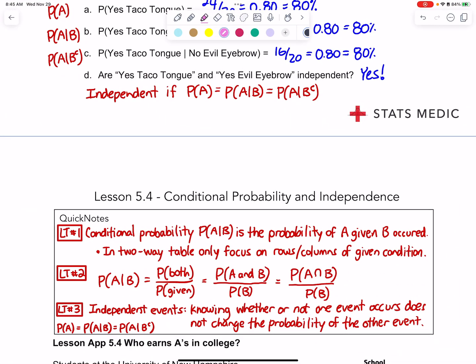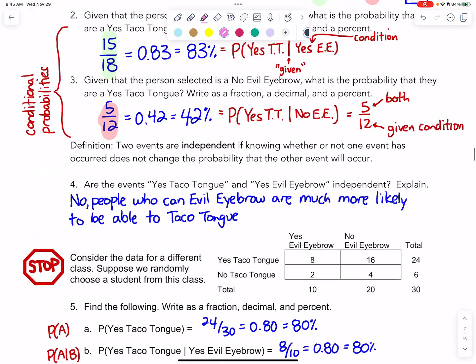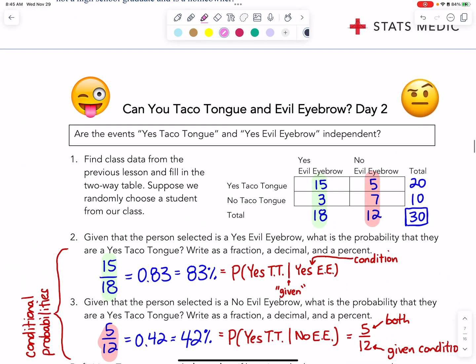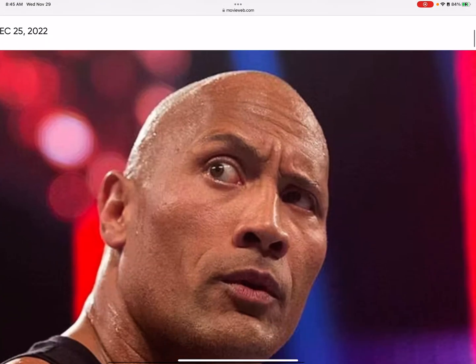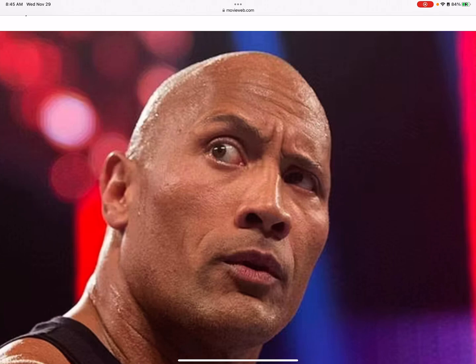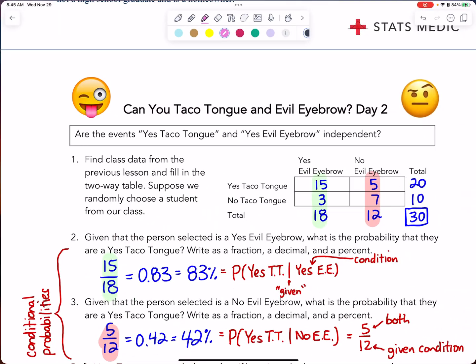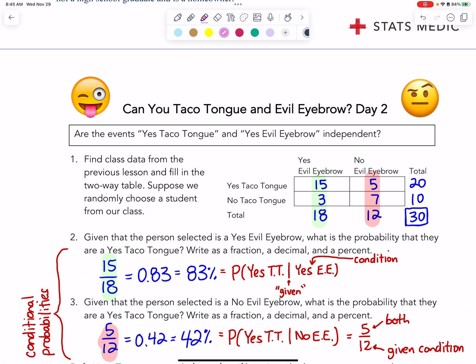All right, go ahead and turn your lesson to Taco Tongue Evil Eyebrow, Day 2. We talked about Evil Eyebrow. That's where the Rock does his little evil eyebrow. He raises one eyebrow independently and the other one doesn't raise. So just being able to do one eyebrow at a time, basically. We used our data from yesterday's class, and so we're going to be using that data.